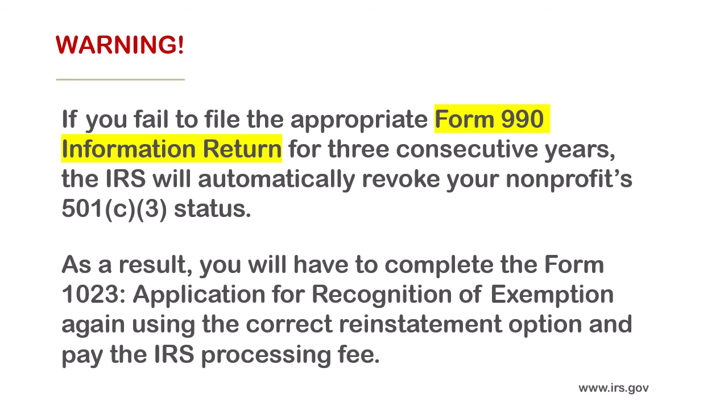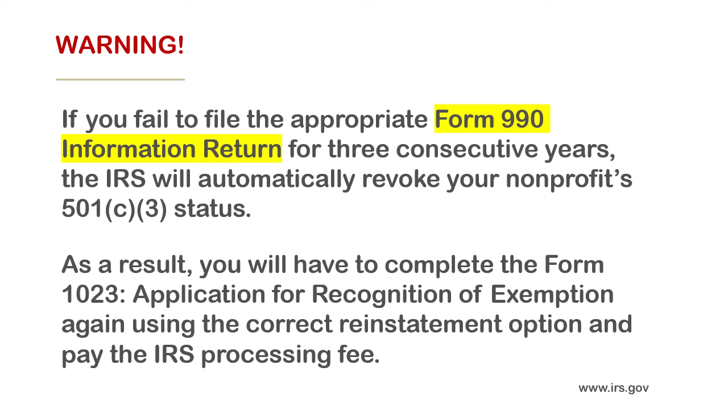As a result, you will have to complete the Form 1023 application for recognition of exemption all over again using the correct reinstatement option. There are 4 reinstatement options that you will have to read and learn and determine which option is best for your nonprofit organization. And you have to pay the processing fee all over again. So revocation has consequences. Again, you're going to have to complete the application again. You're going to have to choose the correct reinstatement option, which creates research on your part. And then you have to pay the IRS processing fee all over again. So the key is don't lose your status.